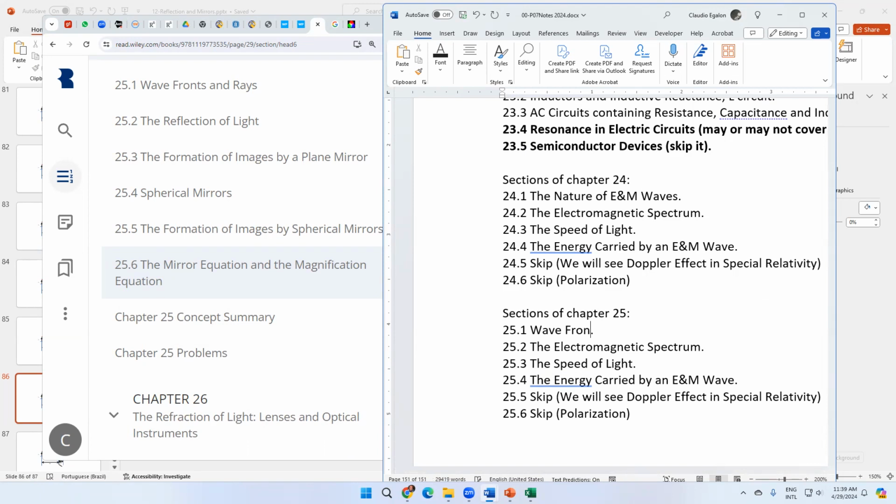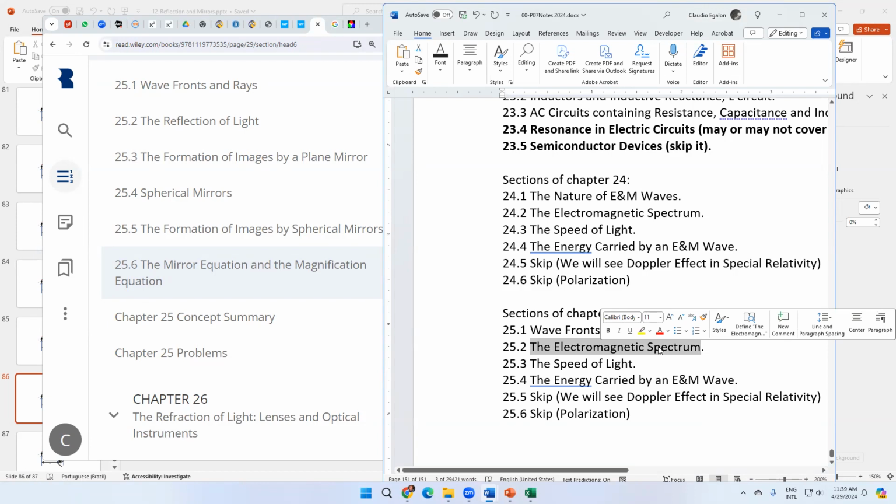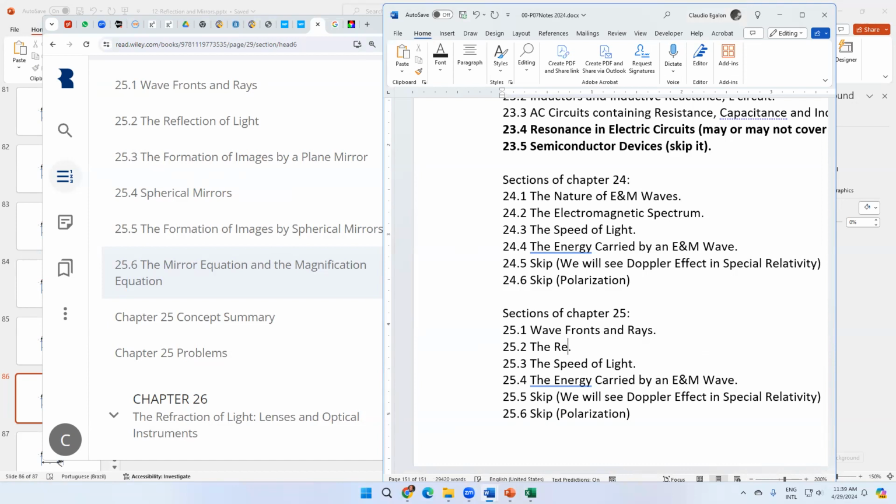Wavefronts and rays. That's one of the postulates of geometrical optics. Okay, light behaves like rays. The reflection of light, the formation of images by a plane mirror.